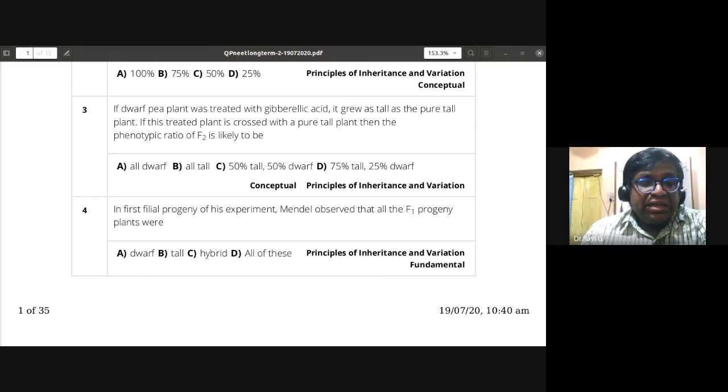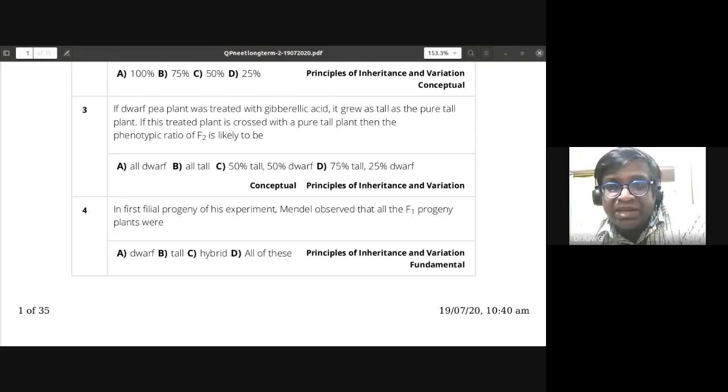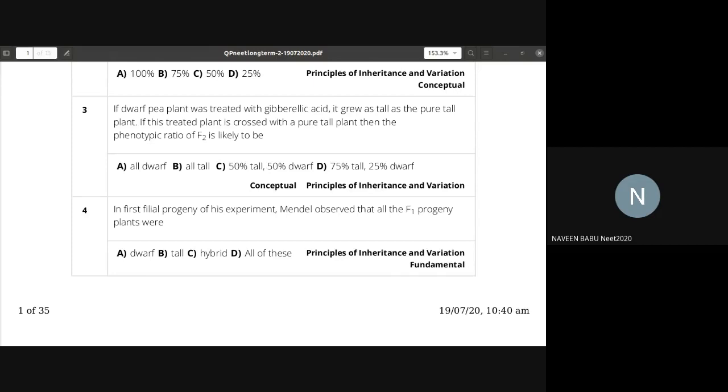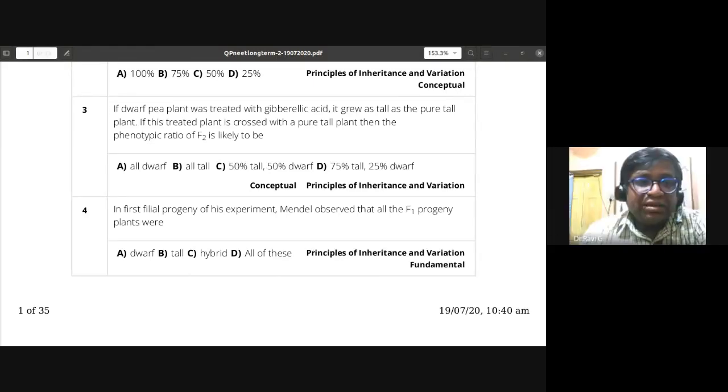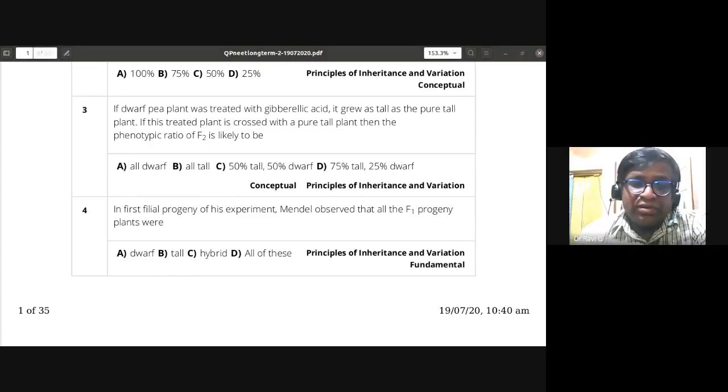So you can also cross check with the answer key that you have. Has there been any change in the answer here? Yes, sir, it is given. What is the answer that they have given? Tall, sir. B, option B. Fine, you can write that also, but what type of tall is it? Heterozygous tall or hybrid tall, we can say.